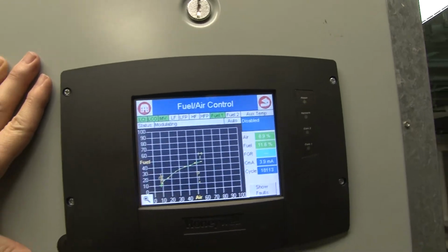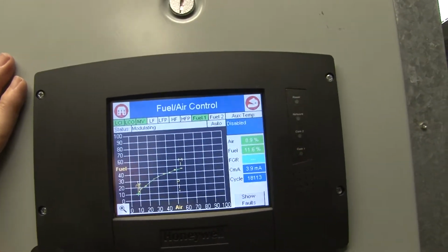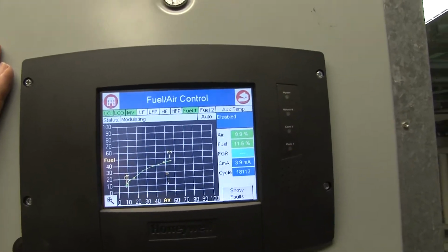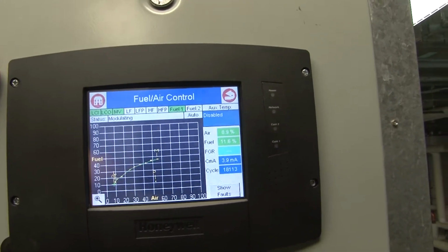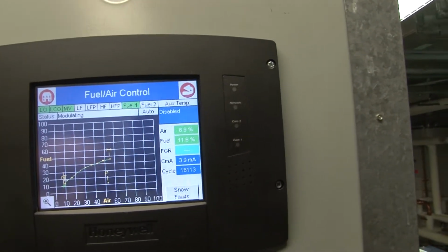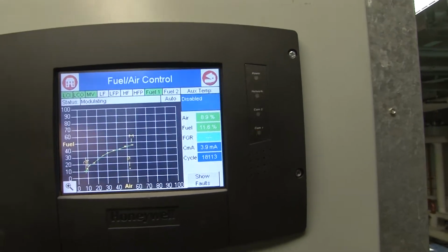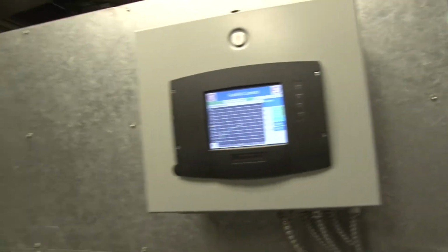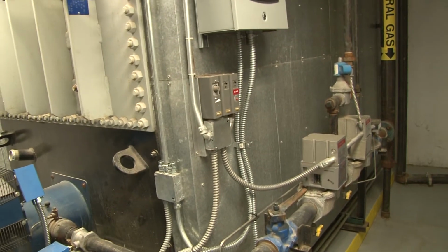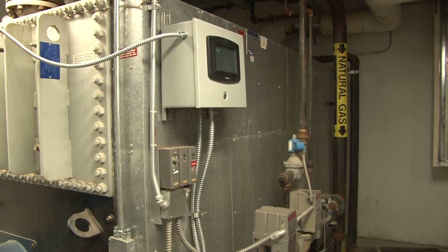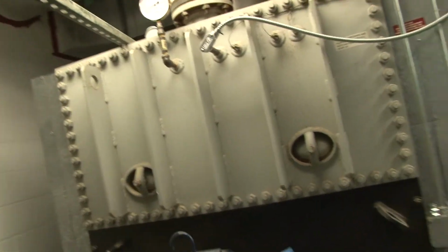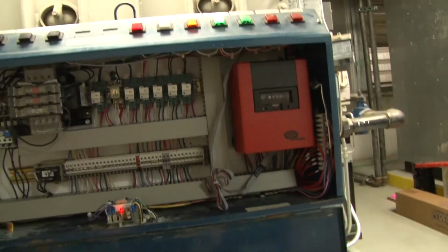Instead of having low and high fire, we can have any number of different positions, from basically low fire up to 100%. In this case, it's calculated to be anything other than low fire. And we can go in the back. We can see the other boiler, which is not operating right now. It's in standby mode. We can see our controls on this side, pretty much the same as previous videos.